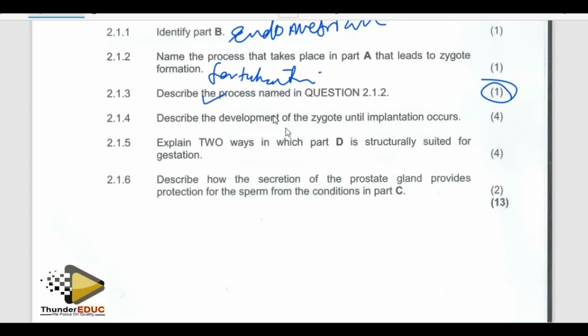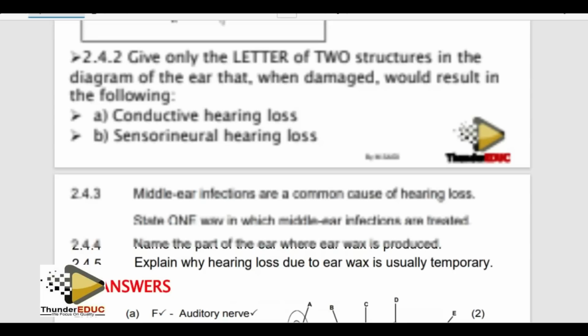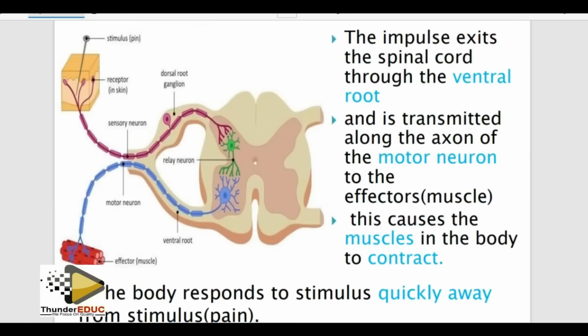Simple. I think that is clear. Describe the development of the zygote until implantation. This one has been my song to my students, most especially the students who are always on the Thunderteduc channel, and those students who have been attending my classes online. This has been my song. You can't go to the paper without knowing the development of the zygote until implantation.